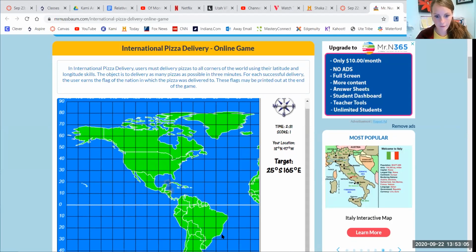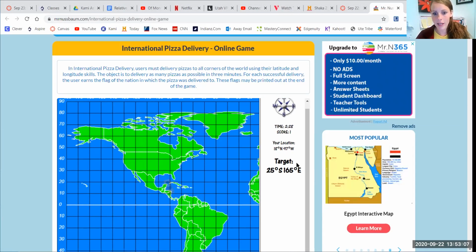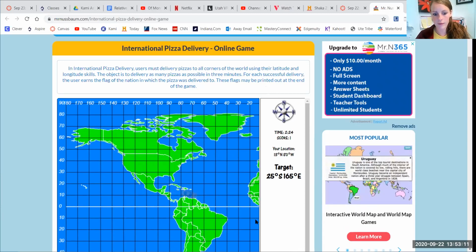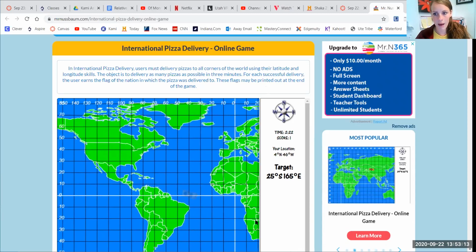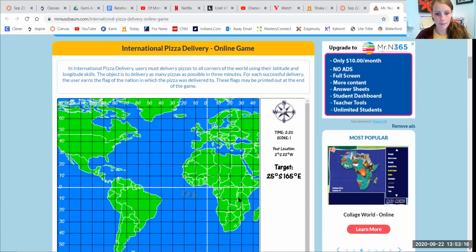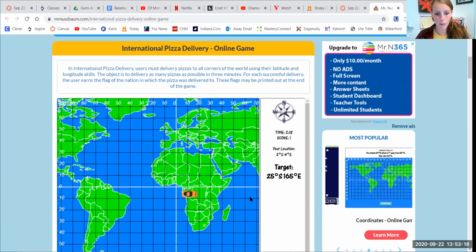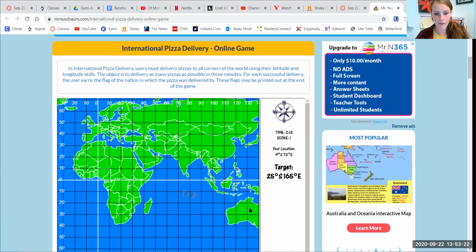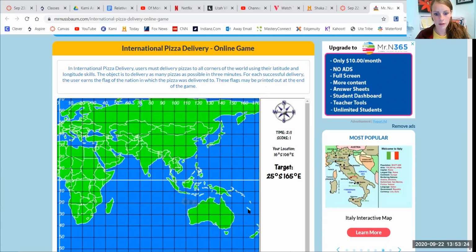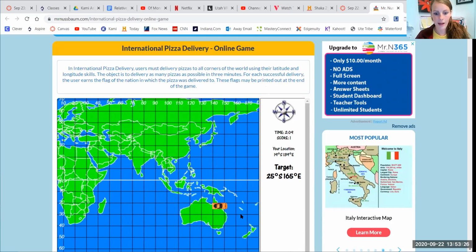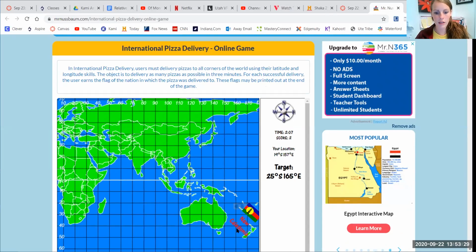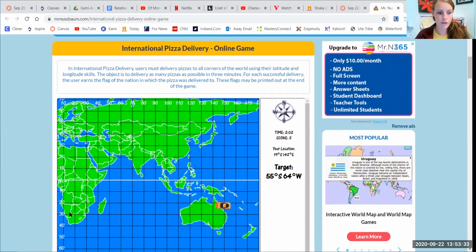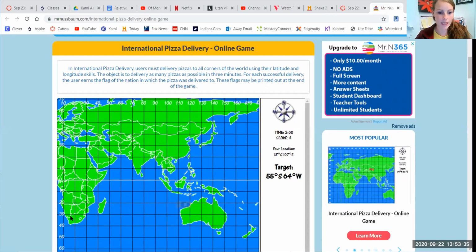So 25 south and 165 east, we can't see it. It's over on the other side of the country. So you're just going to click in that direction and you can see the map will move. You keep clicking until you go all the way to 165 east and 25 south. And there you go, there's the next one, there's 2. So now I'm going to 55 south and 64 west.